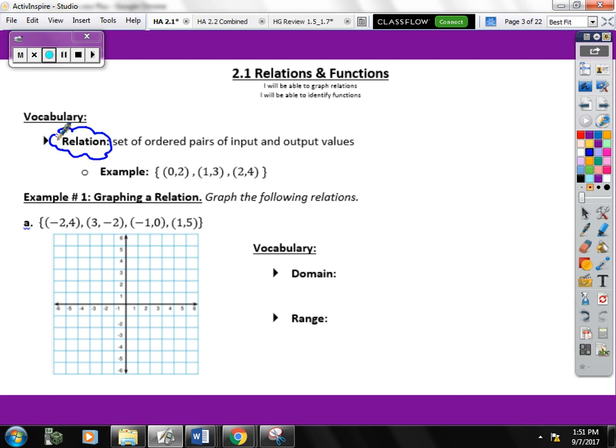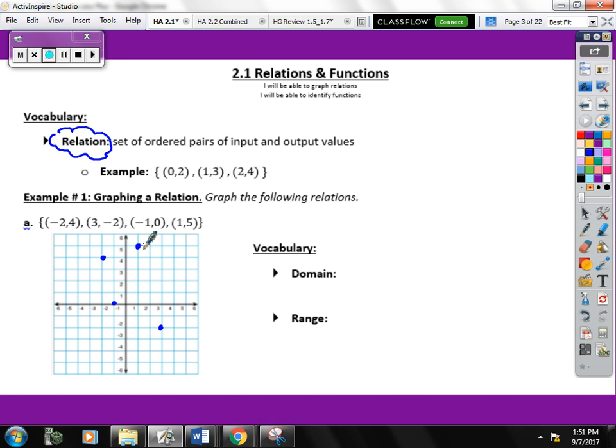So here's an example. Example 1, graph the following relation. Remember seeing these on your summer packet? Some of you played connect the dots. Don't do that. Just plot them. That's it. Relation, almost like a scatter plot.